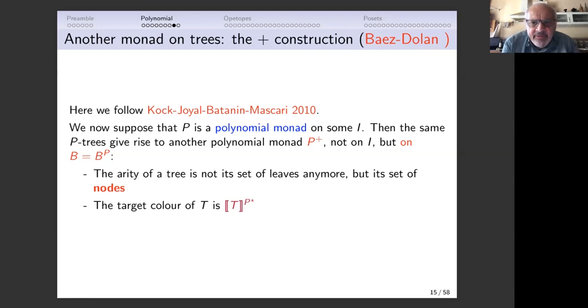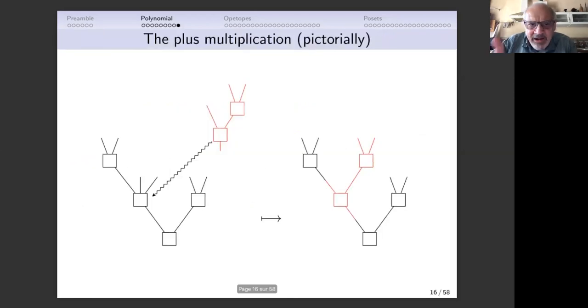It goes like this. Now a tree is not looked at with the same eyes. You look at a tree like this black tree, you don't look at it as having as its arity its set of leaves, but its set of nodes. So when you compose a tree with another tree, what you have to do is to choose one node of your tree, for example, this one, and the composition then means that you are going actually to zoom over this node and to insert the whole tree in place of this node. So this is called substitution. I also like to call it zoom substitution, okay?